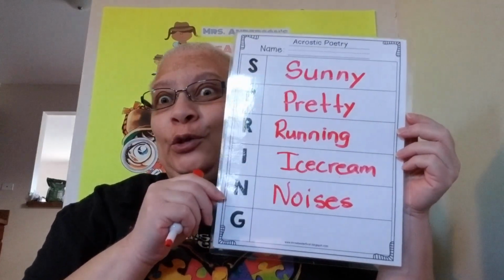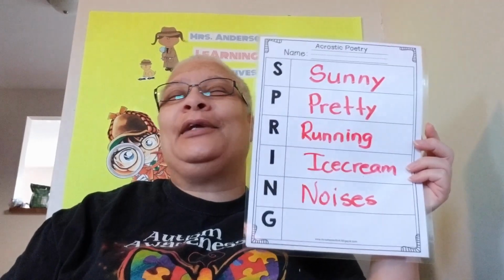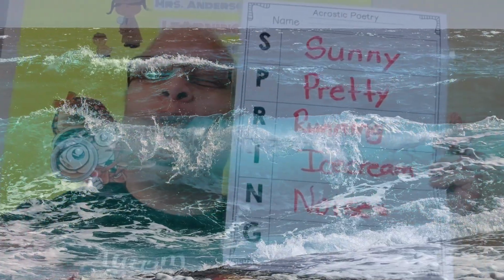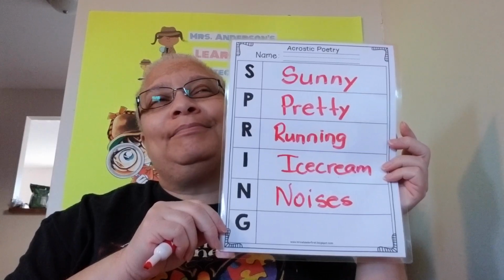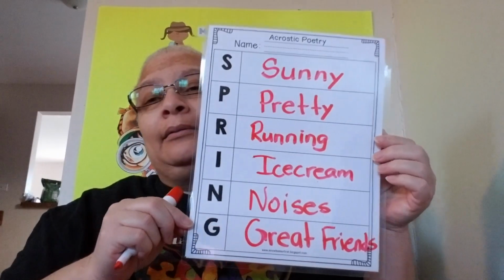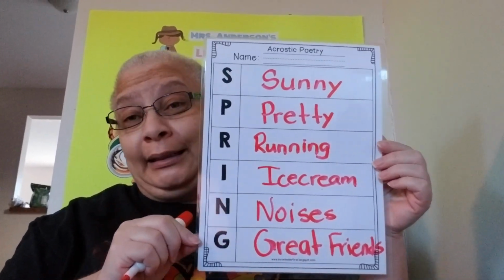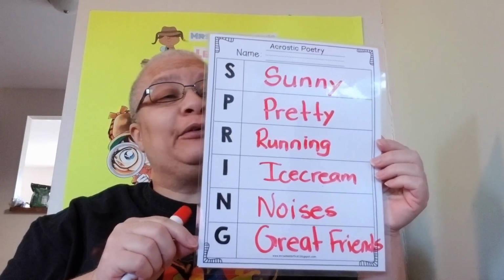N is for noises. Like we talked about before, the birds tweeting, but the motorcycles vroom, vroom, and the water. Oh my goodness, the sounds of spring. That's why it's one of my favorite things to talk about. Now the G reminds me of great friends, because in spring, there's plenty of time to be with your friends.